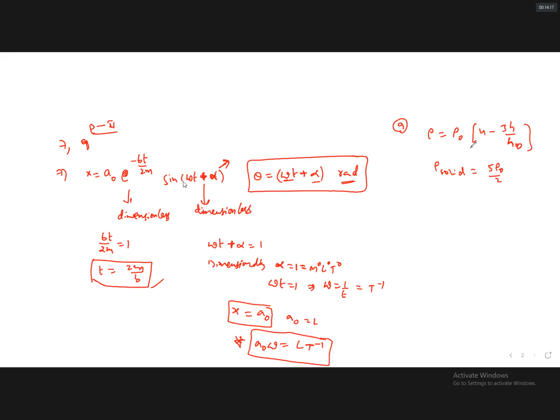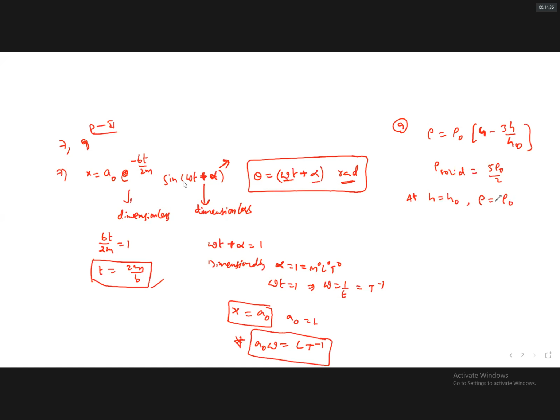Here the density of the liquid varies. The depth h is equal to h naught. At h is equal to h naught, what is the density of the liquid? At h is equal to h naught, density of the liquid is 4 minus 3, that is 1 rho naught now.